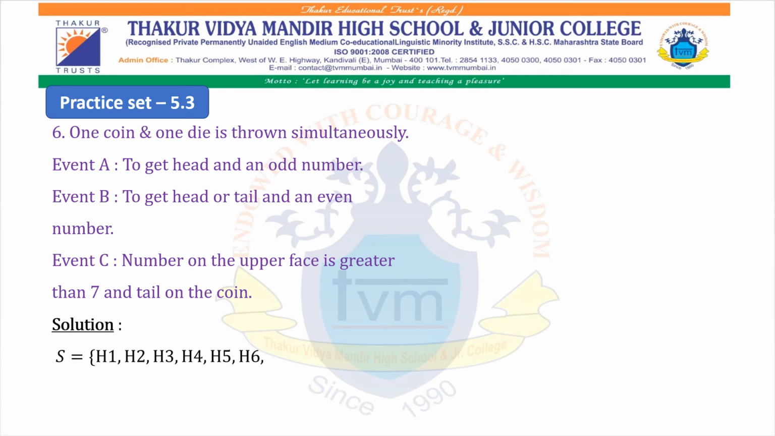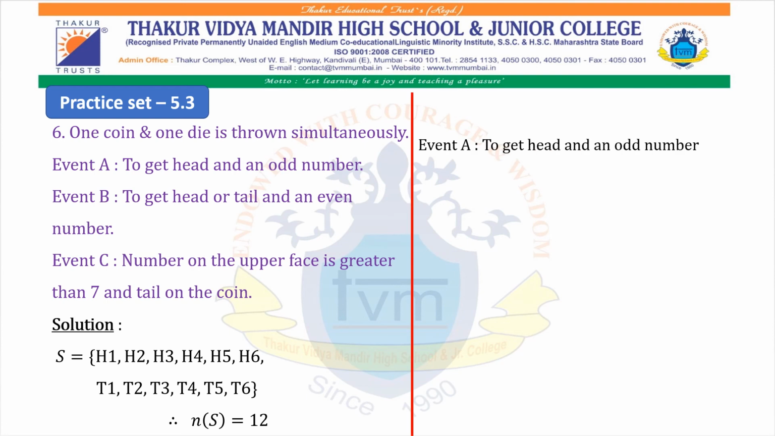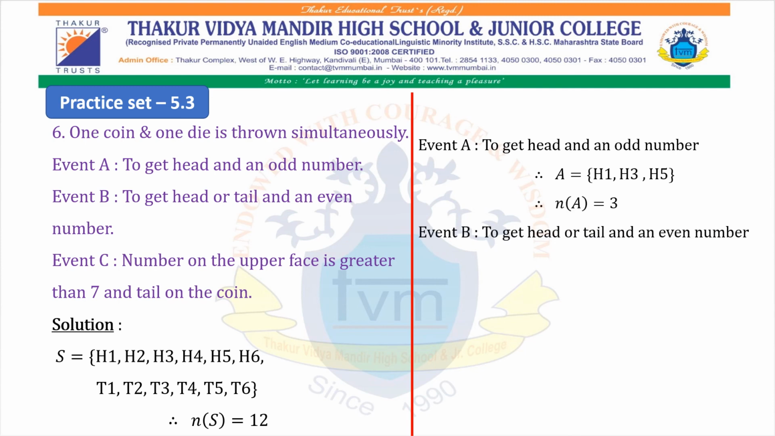Solution: S = {H1, H2, H3, H4, H5, H6, T1, T2, T3, T4, T5, T6}. Therefore, n(S) = 12. Event A, to get head and an odd number. Therefore, A = {H1, H3, H5}. Therefore, n(A) = 3.